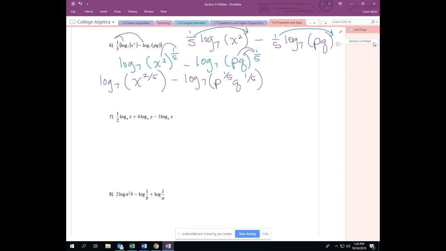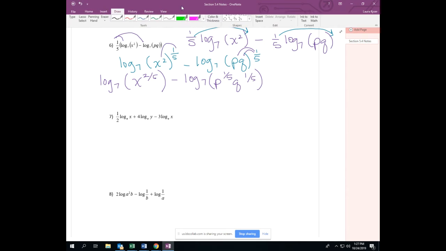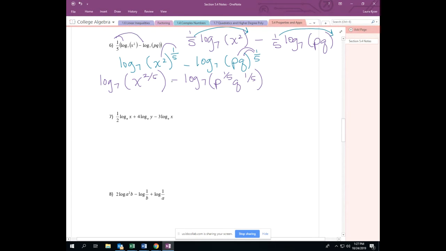Now we are undoing addition and subtraction in these problems. This problem has one piece minus another, which means we're going to turn this thing into a quotient. Single log base 7. The quotient will have x to the 2/5 on top. The minus sign creates the division bar. And on the bottom goes this whole other piece here, p to the 1/5, q to the 1/5.